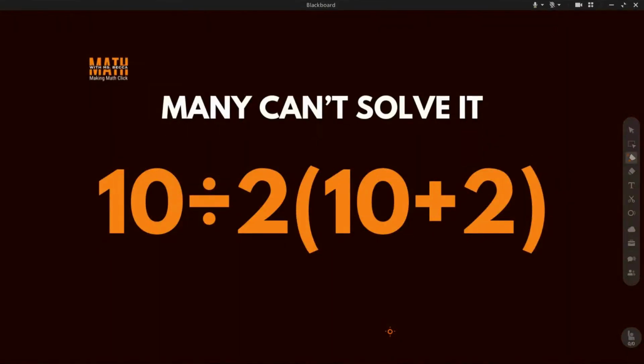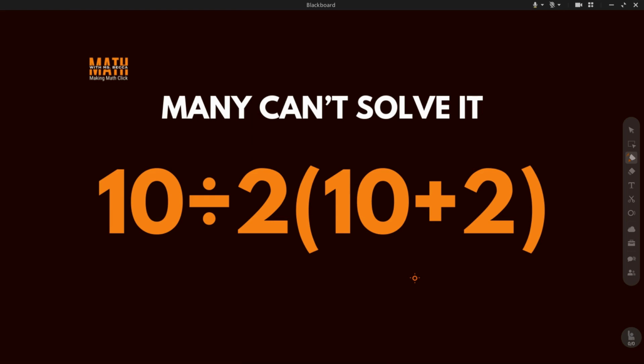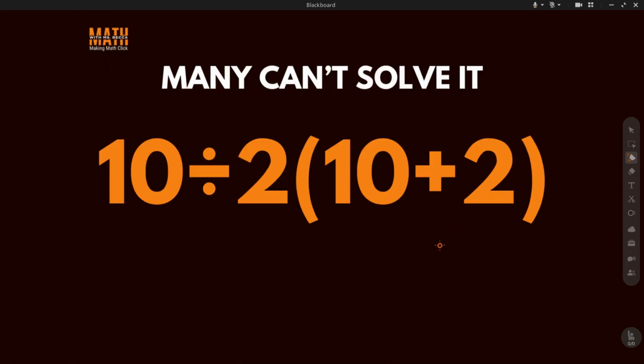Many people can't solve this question correctly. Why? Because they make a very tiny mistake. And what is the mistake? But before I say the mistake, tell me, what is the answer to this question?